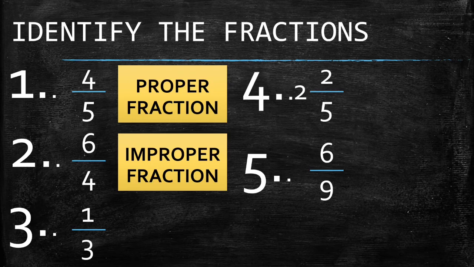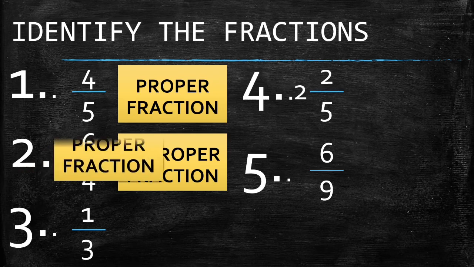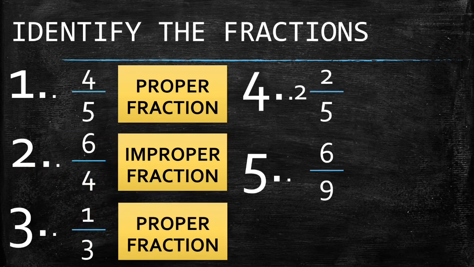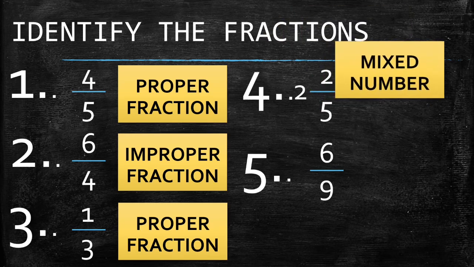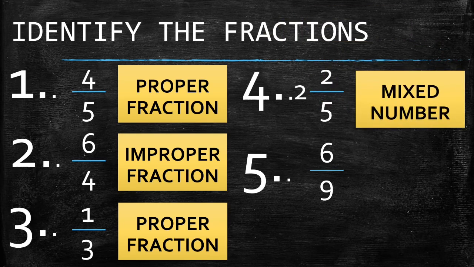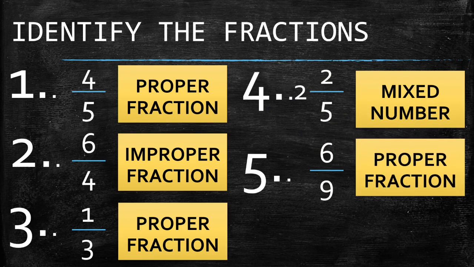Number 3, 1/3 is an example of a proper fraction because the numerator is less than the denominator. Number 4, 2 2/5. As you can see, there is a whole number, so it is a mixed number. And number 5, 6/9 is a proper fraction because the numerator is less than the denominator.